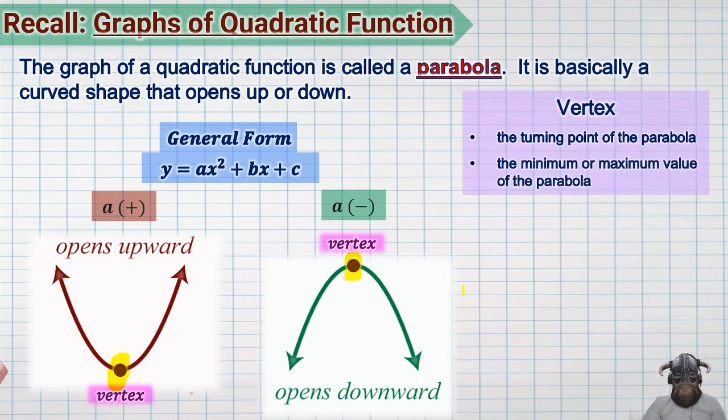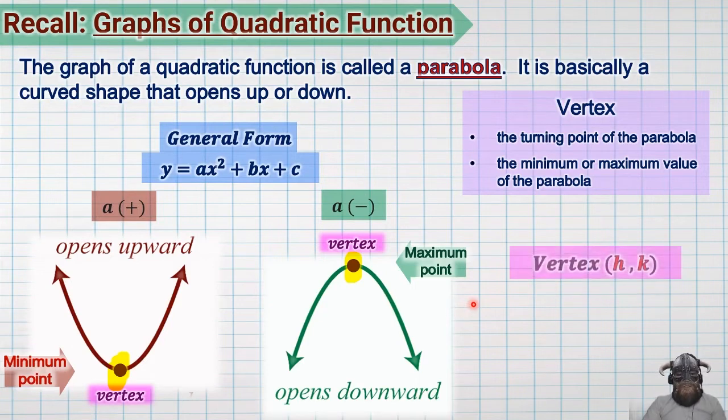So, it is also the part where we can see the minimum or the maximum value or point of the parabola. So, kapag yung parabola natin is opening upward, we can see the minimum point. Diyan yung pinakamababang point ng ating graph. At the same time, kapag naman ang ating graph ay opening downward, diyan mo makikita yung maximum point. Diyan yung pinakamataas na point ng ating graph.